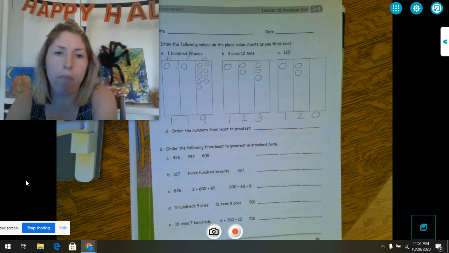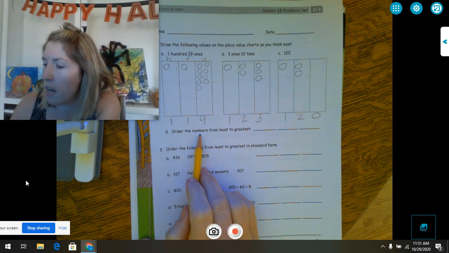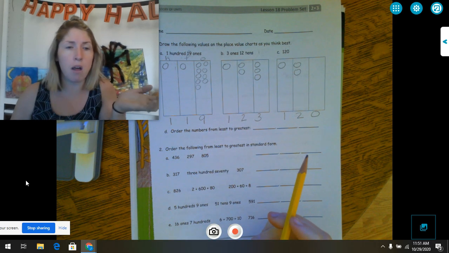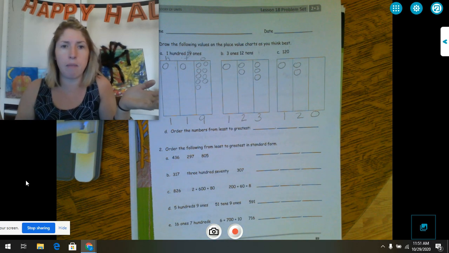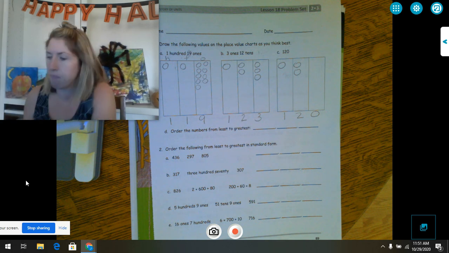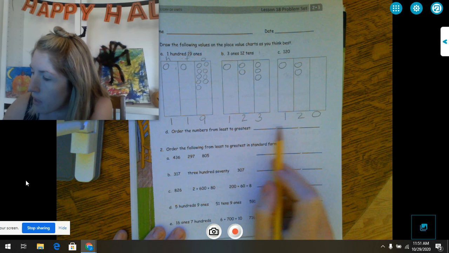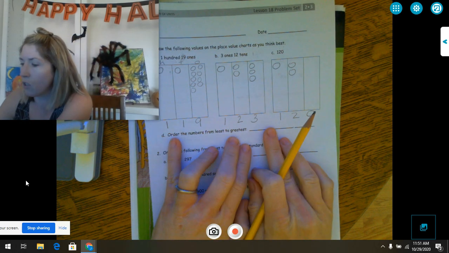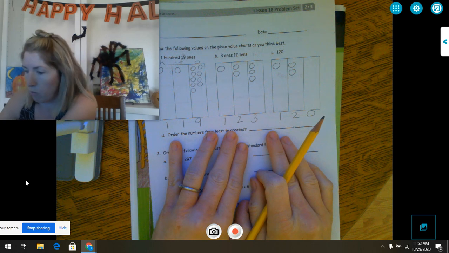Okay, our next job. Letter D says, order the numbers from least to greatest. So least means the smallest number, greatest means the biggest number. We have to put those 3 numbers in order now from the littlest to the biggest. So we're going to start looking at them. They all have a 1 in the hundreds place. That's how we can find out which one's the biggest first. Look at the hundreds. They all have a 1 in the hundreds place. So that doesn't help us.